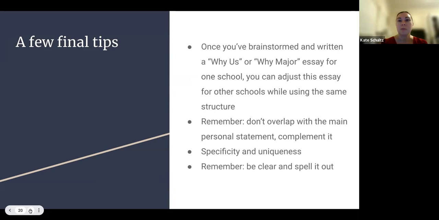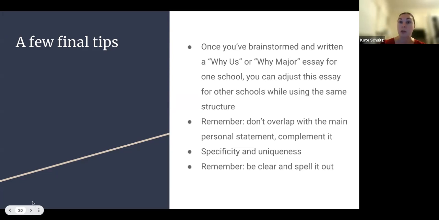Yeah, so some things to consider about supplemental essays. Once you have brainstormed and crafted an essay that you feel works well, like Heather said, you can adjust that essay for applications for different schools. So you don't need to reinvent the wheel if two different schools are asking the same question, as long as you tweak certain things to make sure that your essay matches with each school, you can reuse the meat of the essay, if you will, the major points of the essay.